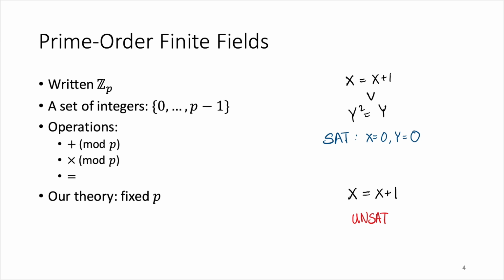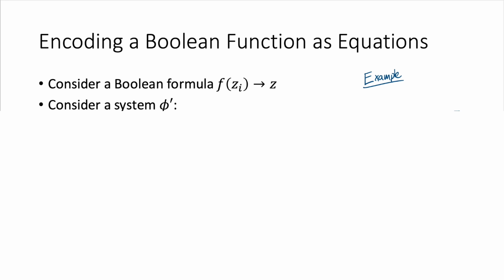Well, they correspond to verification problems, so let me give you those. We're going to be checking whether or not some Boolean function, a Boolean formula, has been accurately encoded in a set of field equations. So let's fix a Boolean formula. We'll call it f. Its inputs are z_i. Its output is z. Let's say, as an example, the formula might be z equals the conjunction of 3 inputs.